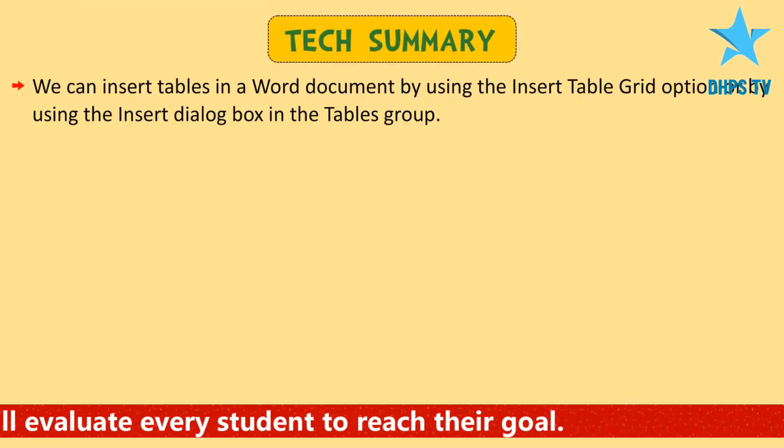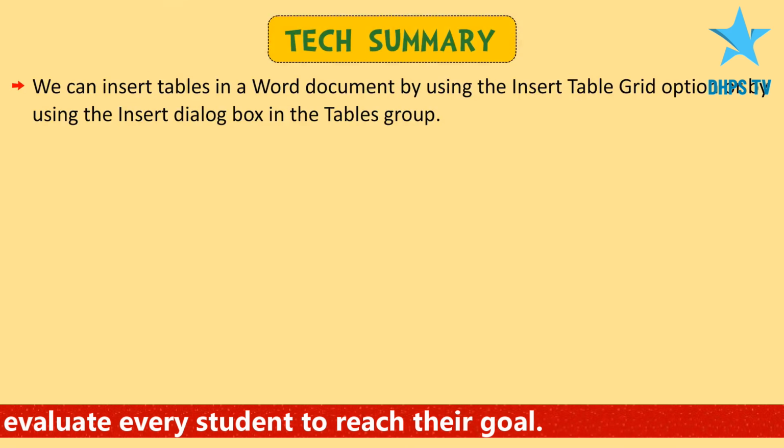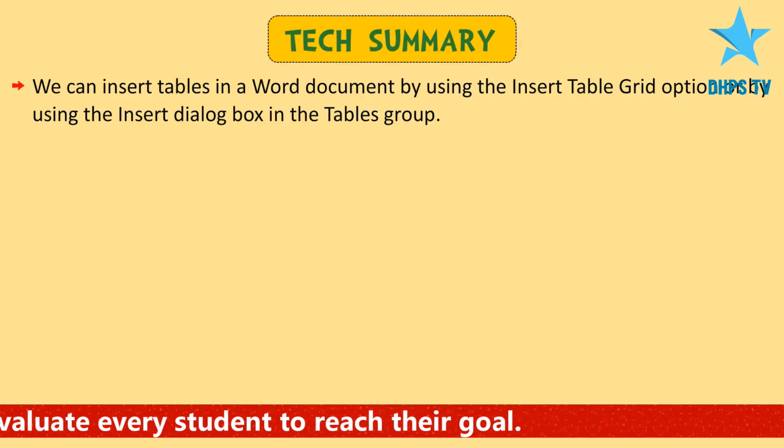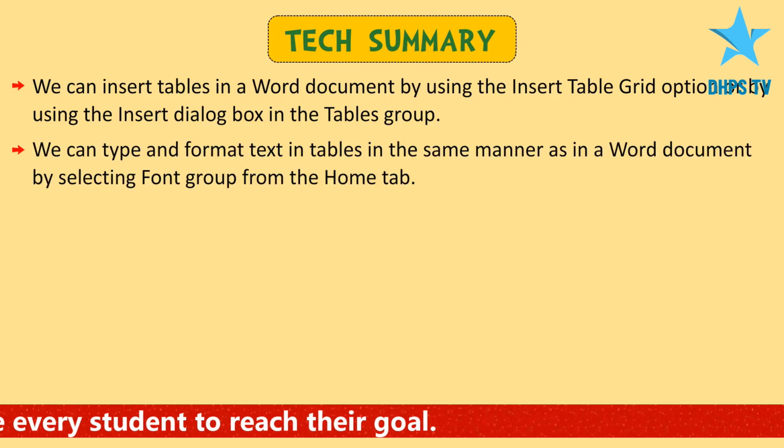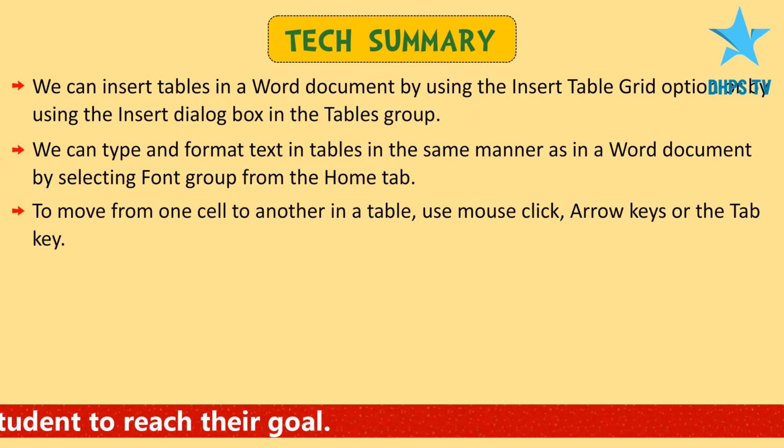Text summary. We can insert tables in a Word document by using the Insert Table Grid option or by using the Insert dialog box in the Tables group. We can type and format text in tables in the same manner as in a Word document by selecting Font Group from the Home tab. To move from one cell to another in a table, use mouse click, arrow keys or the tab key.